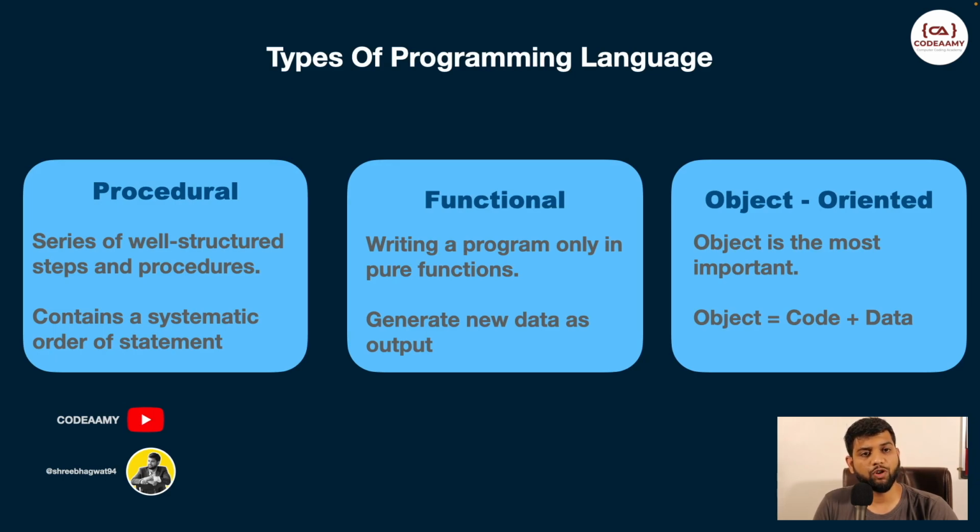Now there are many different types of programming languages, but we are going to see the main three types. Programming languages are categorized as procedural languages, functional languages, and object-oriented languages. Now what are procedural programming languages? You can see in the name, it follows a procedure. It is a well-structured step-by-step programming language. It contains a systematic order of statements.